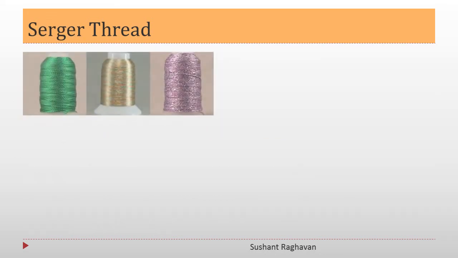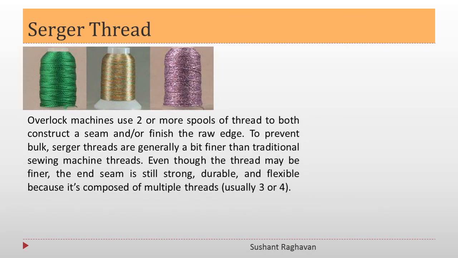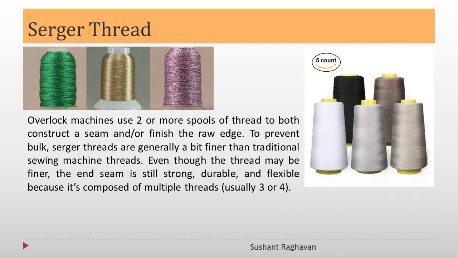Serger thread. Overlock machines use 2 or more spools of thread to both construct a seam and or finish the raw edge. To prevent bulk, serger threads are generally a bit finer than traditional sewing machine threads. Even though the thread may be finer, the end seam is still strong, durable and flexible because it's composed of multiple threads, usually 3 or 4.